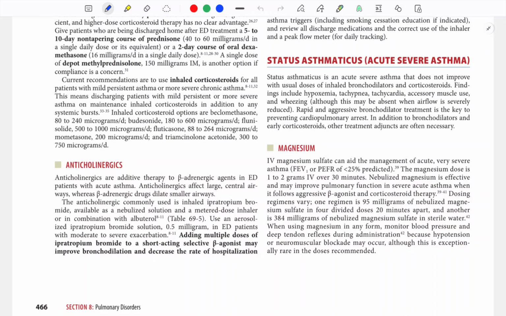Next is NIV. Start NIV early and do not start it when the patient is having altered sensorium or near respiratory collapse. Exclude pneumothorax before starting non-invasive ventilation. Next is epinephrine. It is a standard treatment for anaphylactic asthma. Epinephrine subcutaneous or IM 0.5 mg is given, similar to the EpiPen.